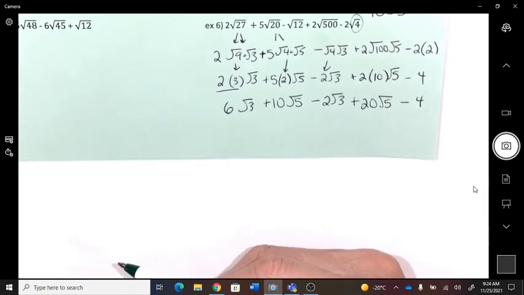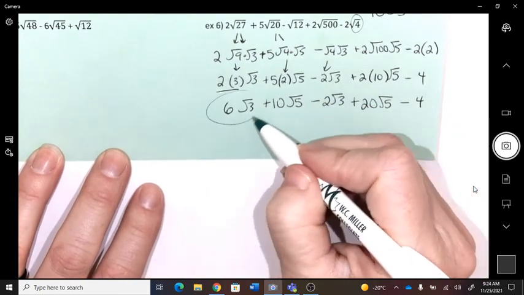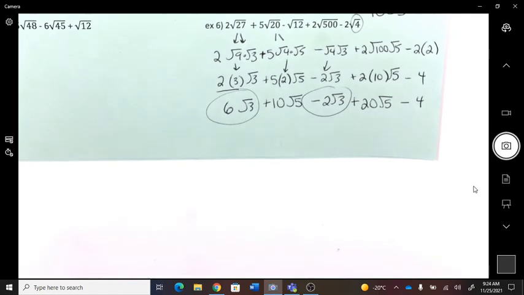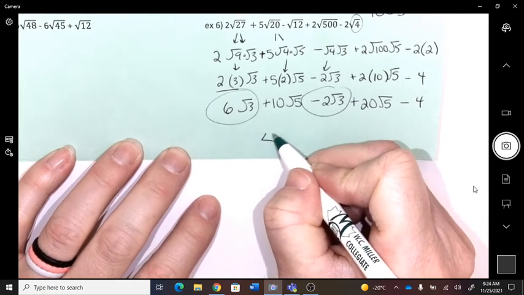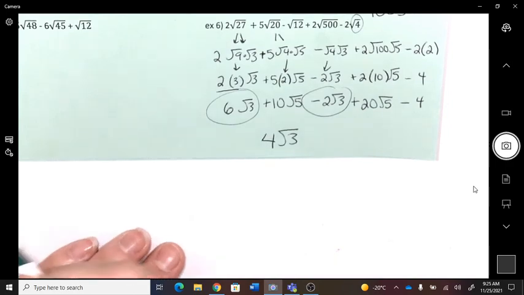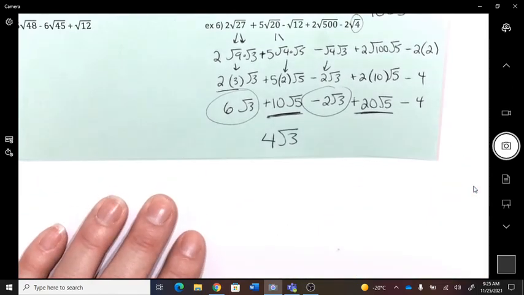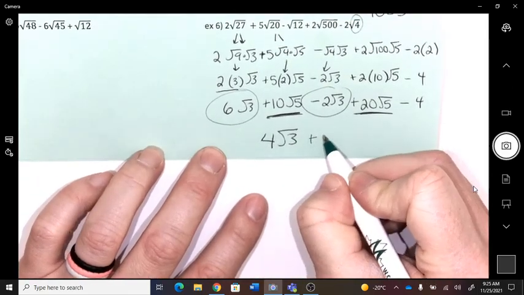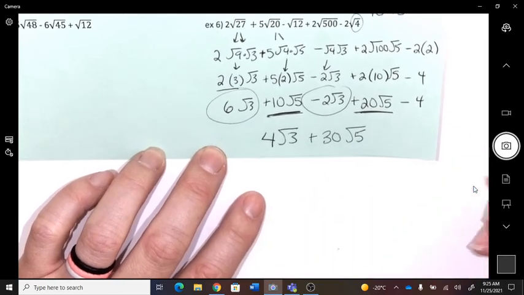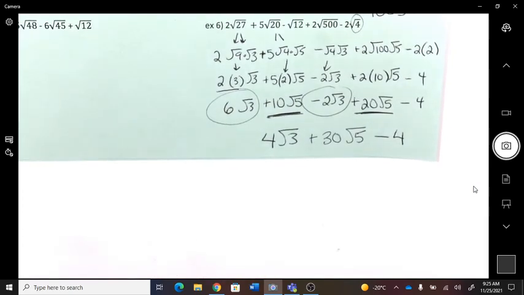Okay, I'm not done. This is not my final answer. Is there anything like each other that I could group together? 6 root 3's subtract 2 root 3's means I end up with 4 root 3. Ten root 5's plus 20 root 5's means I end up with 30 root 5. And I have to put subtract 4 as well because it just doesn't go with anything, so I can't group it together. It's on its own.